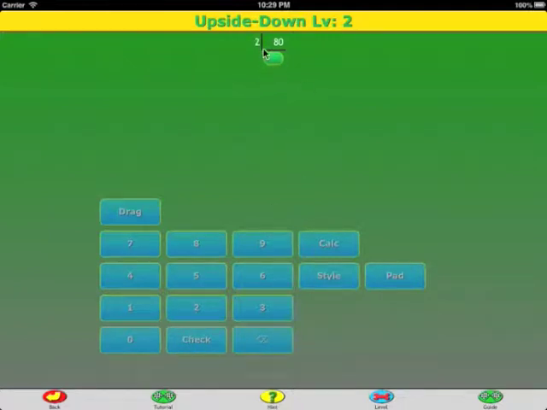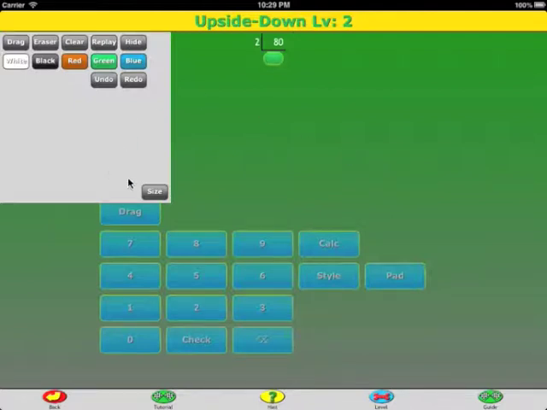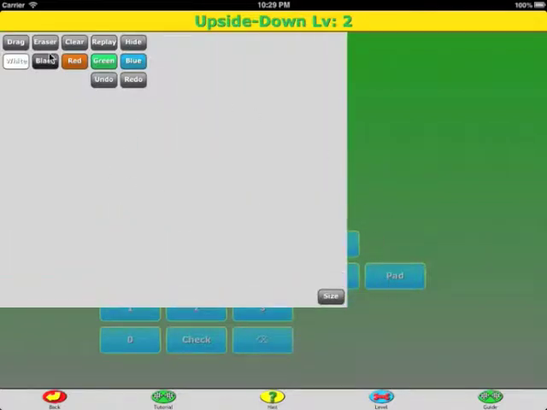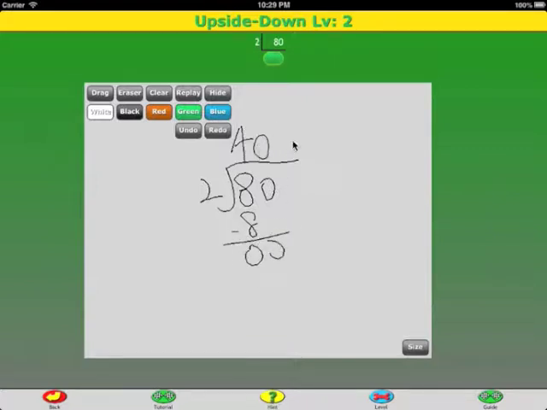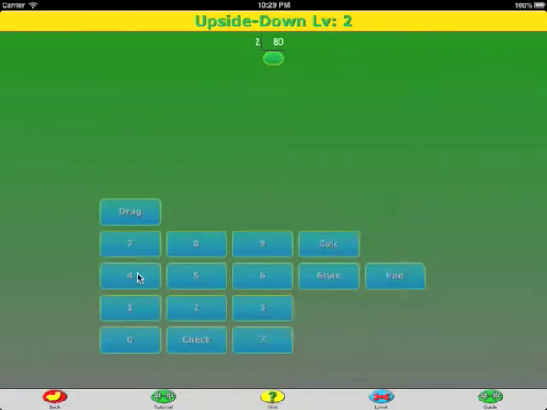The quotient is 80 divided by 2. Let's suppose you can't do that in your head. Let's bring up the scratch pad. We have 80 divided by 2. 2 goes into 8 4 times. 8 0 0 0. The answer is 40, and we can put that into the node.